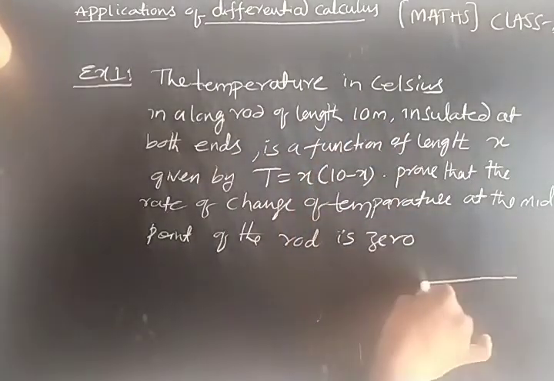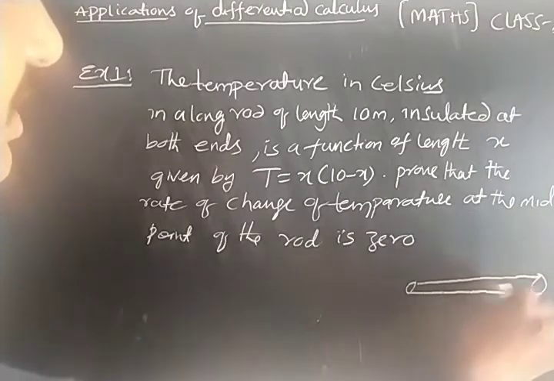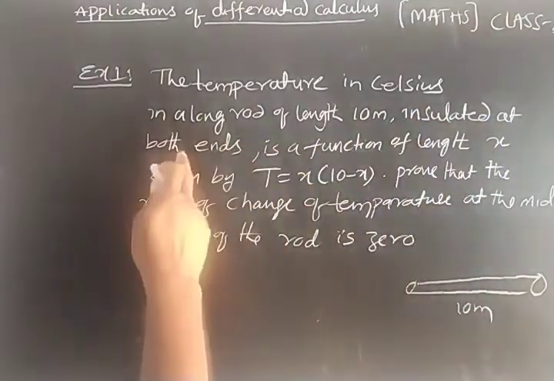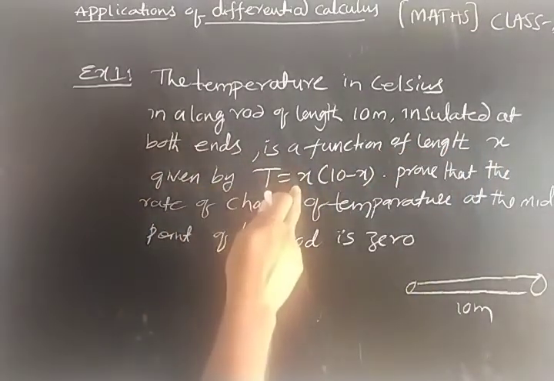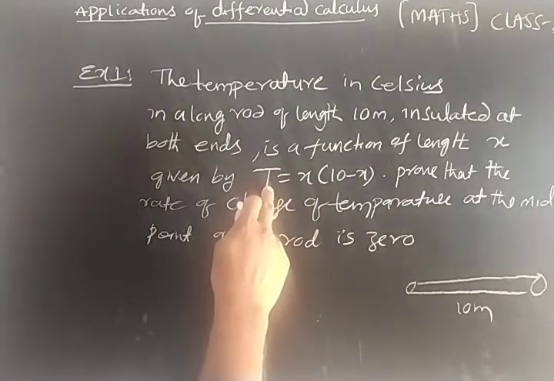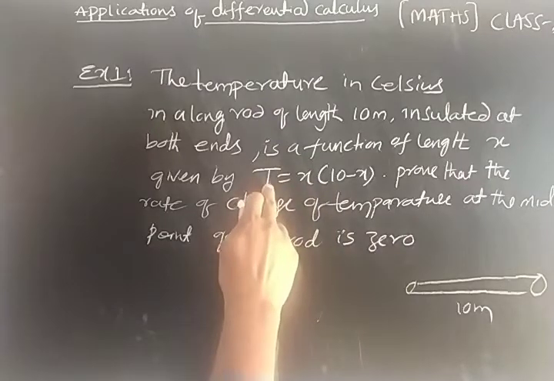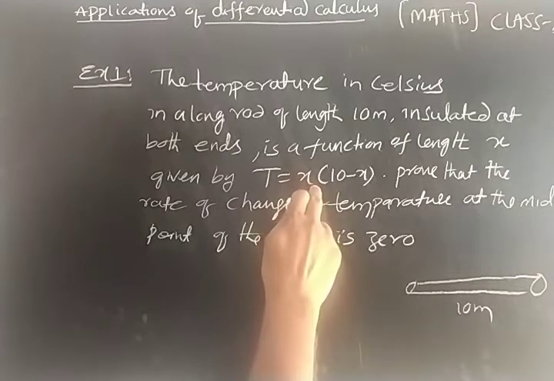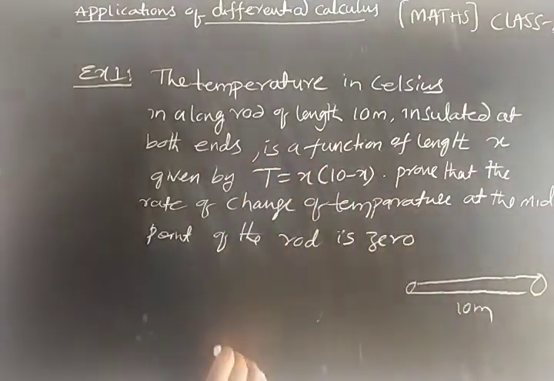So we have one long rod whose length is 10 meters, insulated at both the ends. Its temperature is a function of length x given by T equals x into (10 minus x). Here T is the temperature in Celsius, and x is the length of the rod. So the temperature of the rod depends on the length. If the length changes, then the temperature will change.